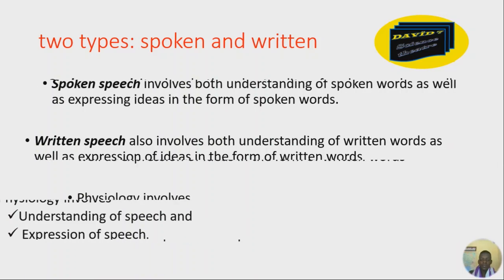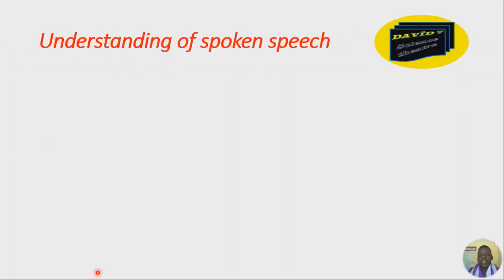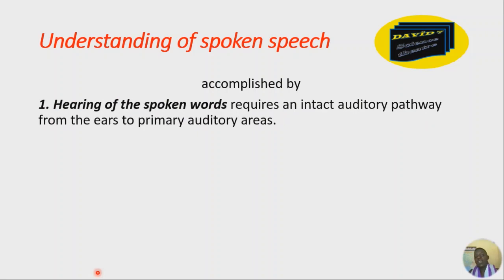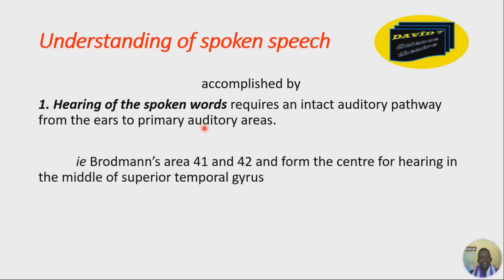All right, let's continue. Let's talk about understanding of speech. It is accomplished by, one, hearing of spoken words, which requires an intact auditory pathway from the ears to the primary auditory areas. It should not have a lesion, should not be damaged. That is Brodmann areas 41 and 42, and these form the center for hearing in the middle of the superior temporal gyrus. All right, superior temporal gyrus.